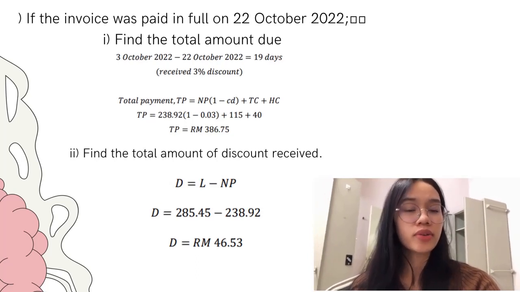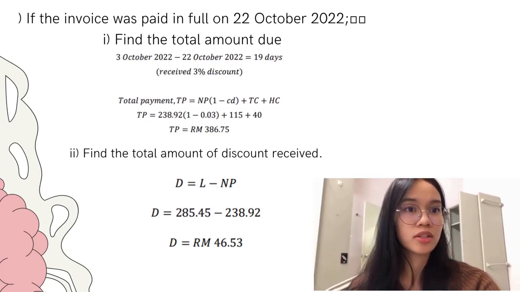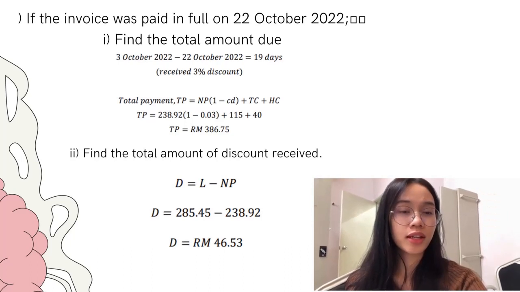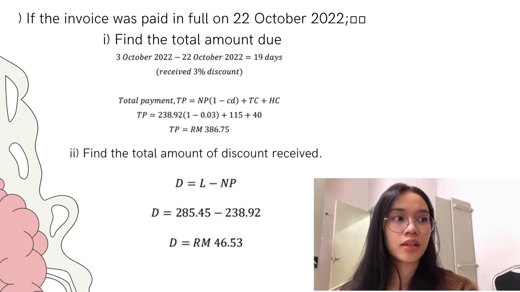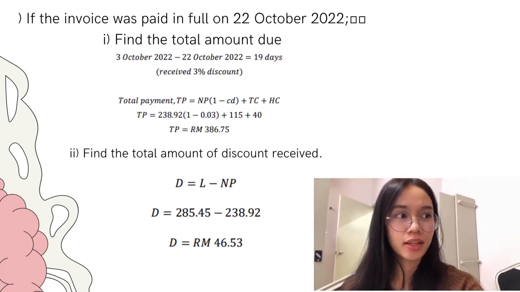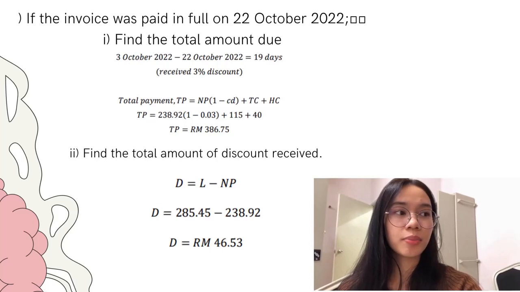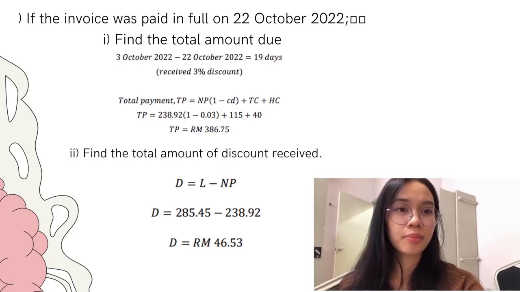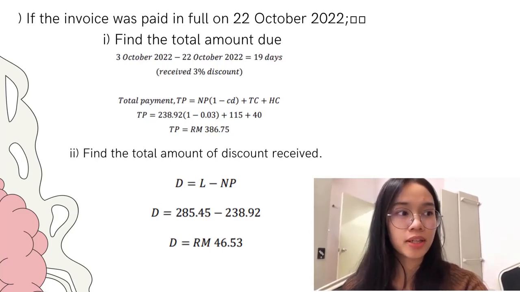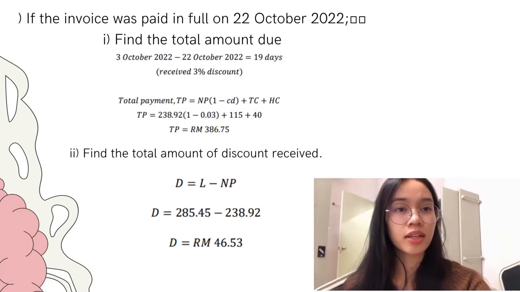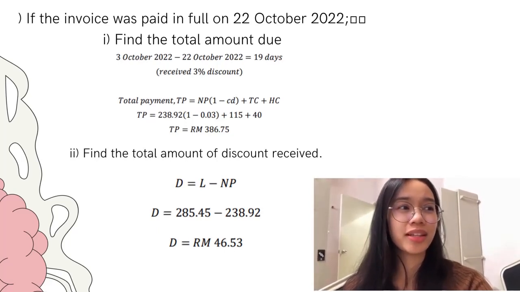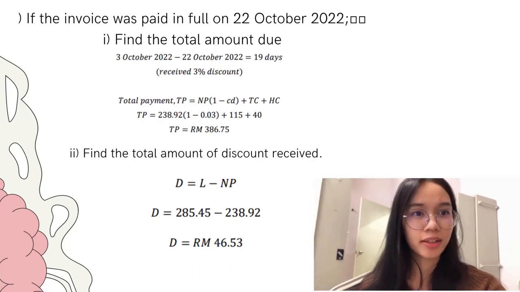So the discount received is 3%, because the statement says that the terms of 5% is 10 days, 3% is 20 days, and n, which is we don't know how many percent it is, is 60 days. So 19 days just now is near to 20 days, so it is 3%.